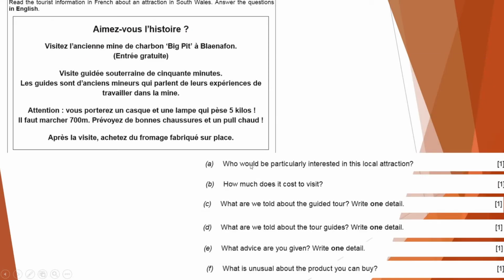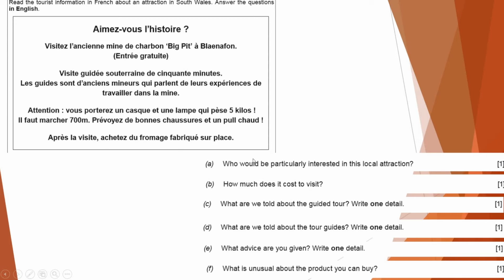Okay, so I've had a look at the text now. Now I'll look at the questions. So who would be interested, the cost, the guided tour, what we talked about the tour guides. So somewhere in there it mentions a guided tour and somewhere it mentions tour guides. A piece of advice, one detail, therefore there must be 2, and usually about the product you can buy. Right, okay, so that's given me a clue now because that's at the end. That's probably about this bit. So it's something about a product I can buy there.